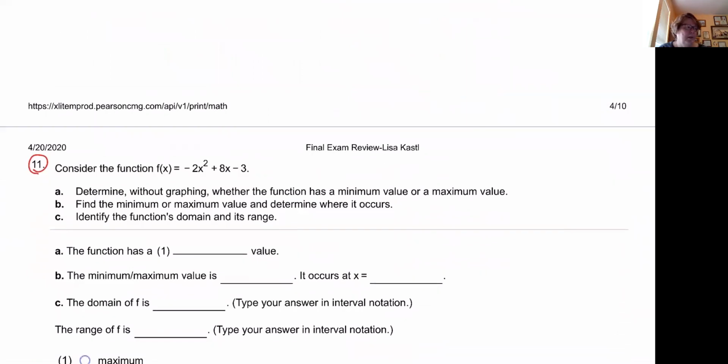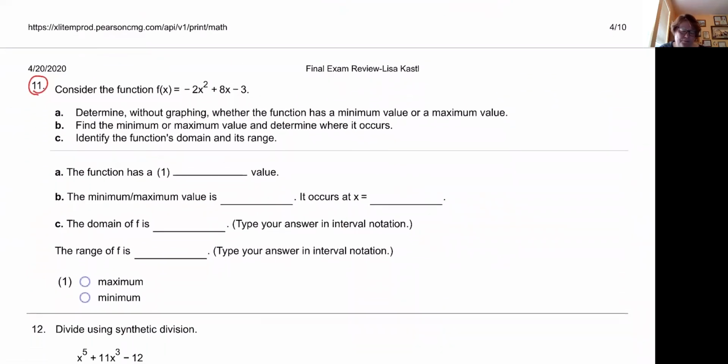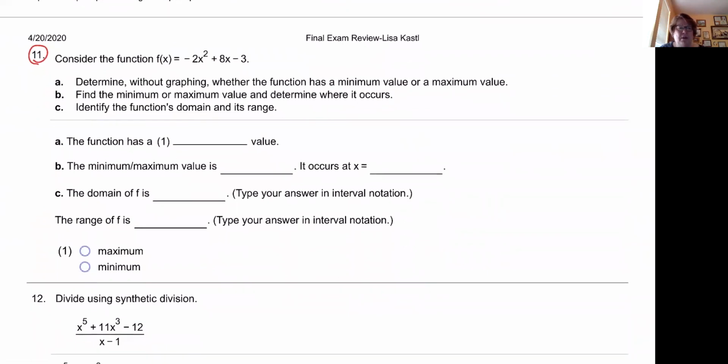The next problem we're going to do is number 11, quadratic function. Consider the function f of x equals negative 2x squared plus 8x minus 3. Determine without graphing whether the function has a minimum value or a maximum value. Well, it's going to have a maximum.